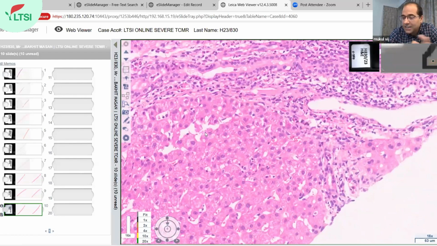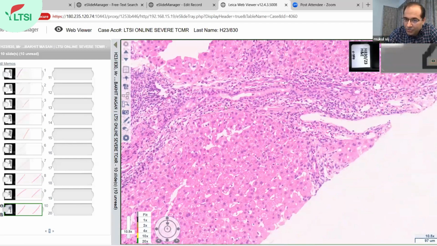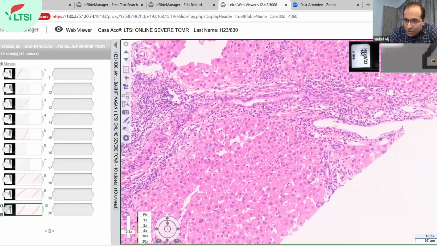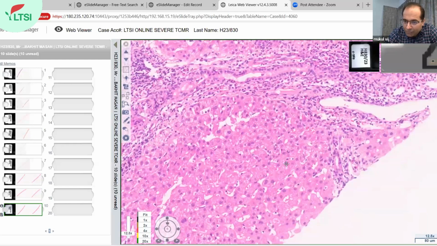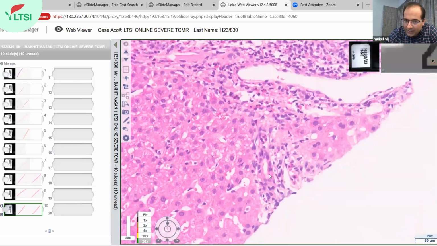This is a large portal tract. This is a very large portal tract in which you are seeing a lot of inflammation. The ducts are showing infiltration by lymphocytes. Even eosinophils are also infiltrating in other areas.